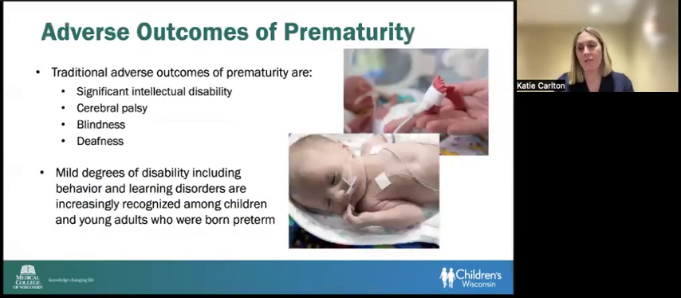When we think about adverse developmental outcomes in the NICU, prior studies have really focused on the outcomes of premature infants, or those on the left side of the diagram on my previous slide, with traditional abnormalities looking at significant intellectual disability, cerebral palsy, blindness, and deafness. And there's milder degrees of disability that are starting to be looked at now in behavior and learning disorders and are becoming increasingly recognized in children and young adults who were born preterm.